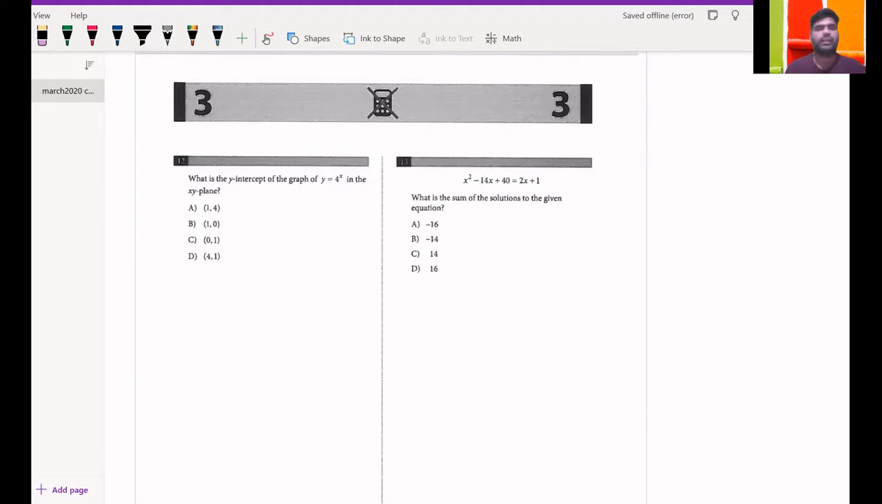The y-intercept of the graph y equals 4 to the power x. To find the y-intercept, you simply have to plug in x equal to 0. There is only one option with x equal to 0. That has to be C. If you plug in 0 here, y is 4 to the power 0. Anything to the power 0 is 1 except for 0 to the power 0. So my answer is C. 13.